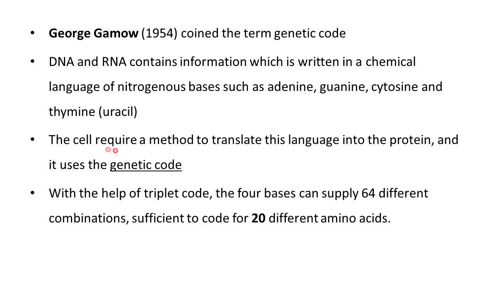The cell requires a method to translate this language into the protein, and it uses this genetic code. With the help of this triplet code, which is the genetic code, the four bases can supply 64 different combinations. These combinations are sufficient to code for 20 different amino acids.